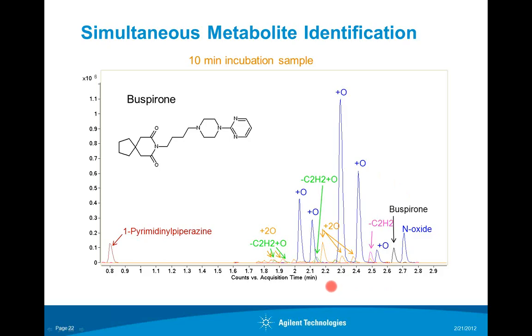Once metabolites are identified, we can easily extract those ions from the total ion chromatograms because the Q-TOF full MS scan provides the full spectrum through the entire run. What you see here is a representative overlaid ion chromatogram from a 10-minute incubation sample. You can see the major metabolites identified are oxidation metabolites, and a number of N-dealkylated metabolites were also identified from this sample.